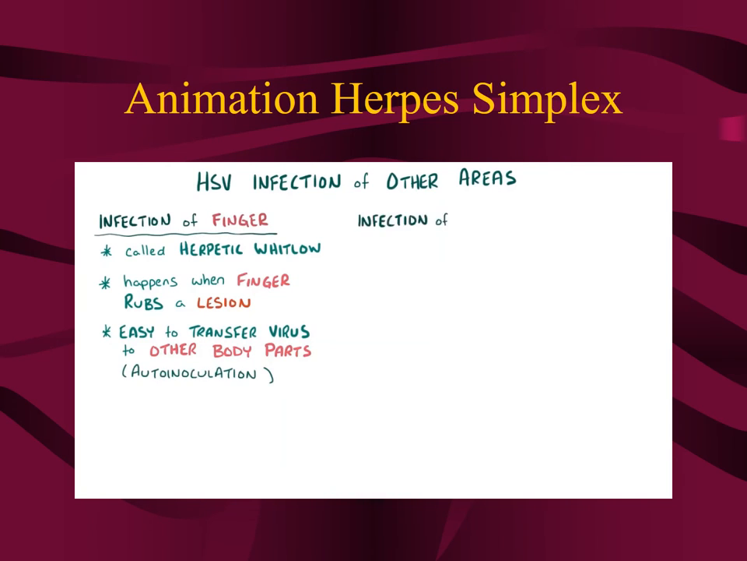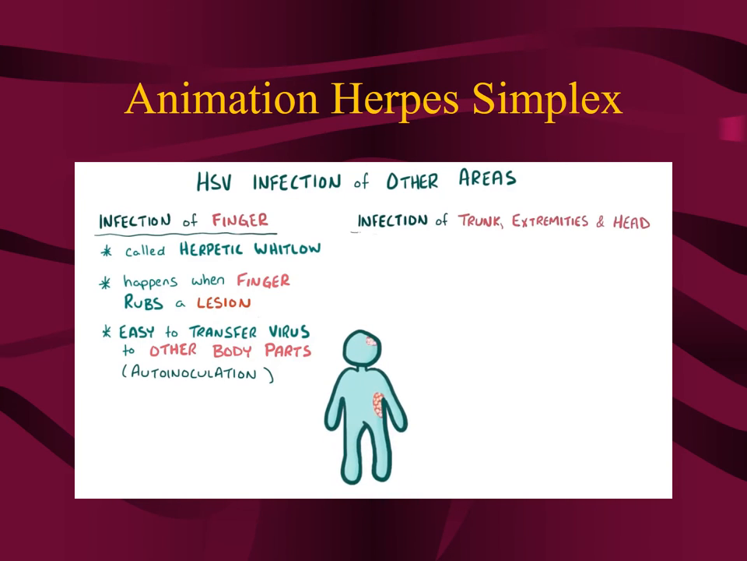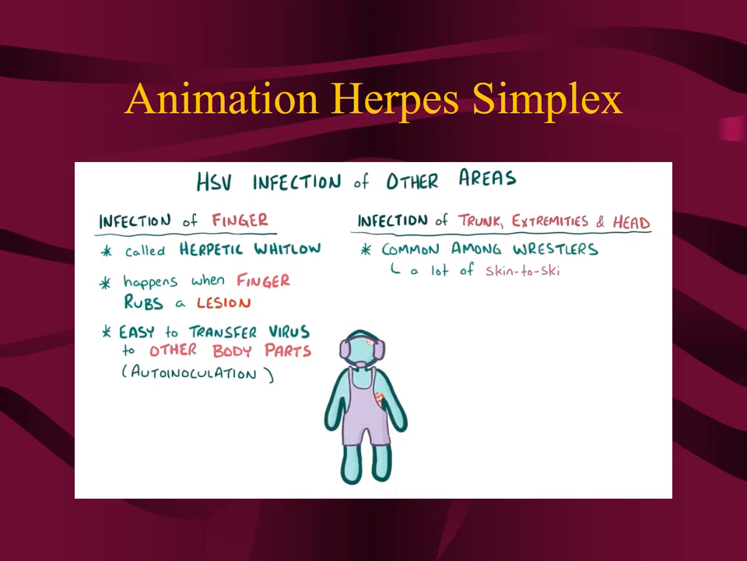HSV can sometimes involve the trunk, extremities, or head, a pattern that's common among wrestlers because they have a lot of skin-to-skin contact, and is therefore called herpes gladiatorum.